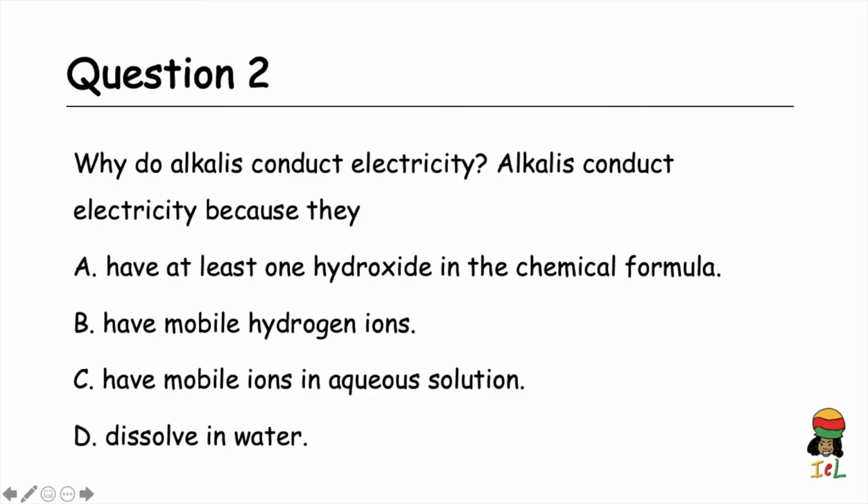Question 2. Why do alkalis conduct electricity? Alkalis conduct electricity because they A. Have at least one hydroxide ion in the chemical formula. B. Have mobile hydrogen ions. C. Have mobile ions in aqueous solution. D. Dissolve in water.